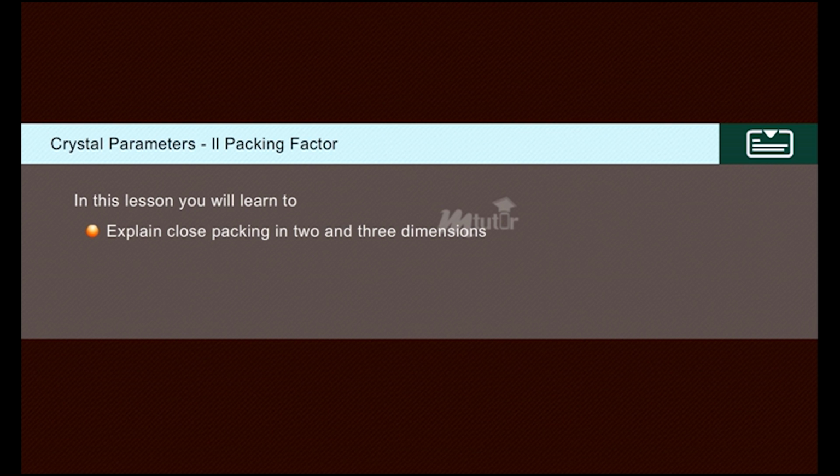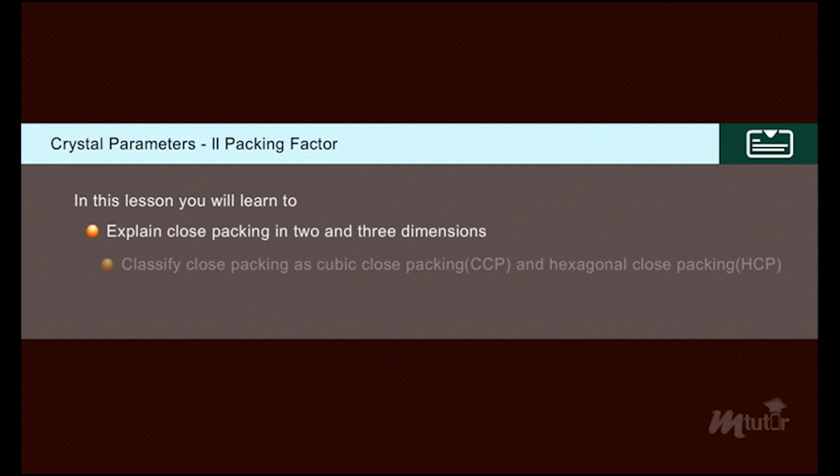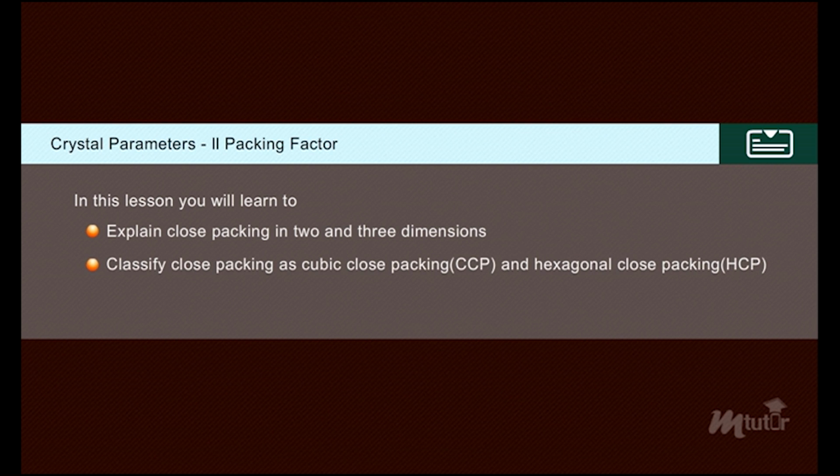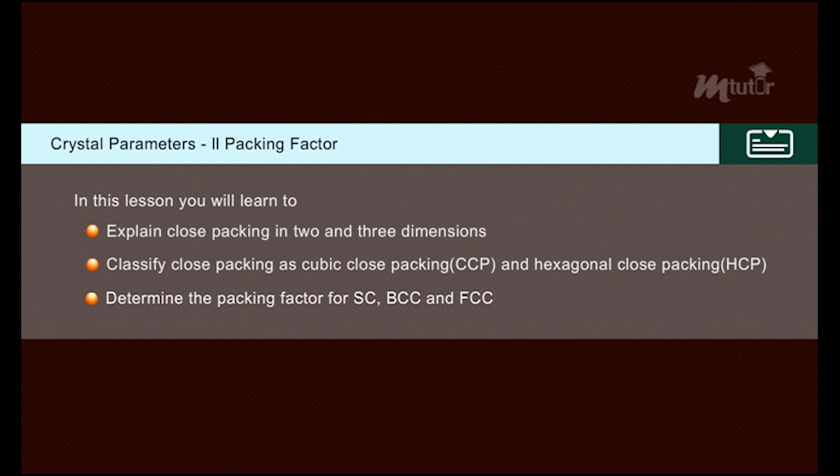Crystal Parameters 2. Packing Factor. In this lesson, you will learn to explain close packing in 2 and 3 dimensions, classify close packing as cubic close packing, that is CCP, and hexagonal close packing, that is HCP, and determine the packing factor for SC, BCC, and FCC.